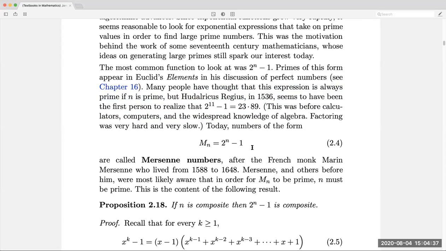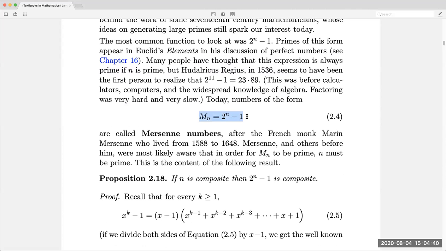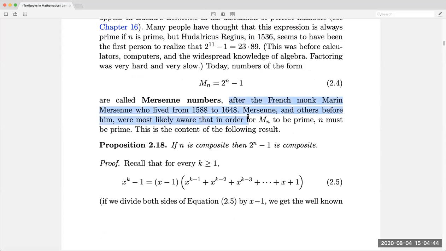Factorization. So this number, we call this Mersenne number. I don't know how to pronounce this one, of course. It says that if n is a composite number, then 2 to the power n minus 1 is also composite. And then you may need to know how to factorize this one.